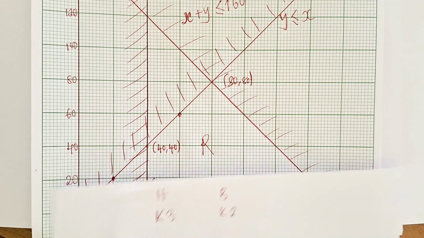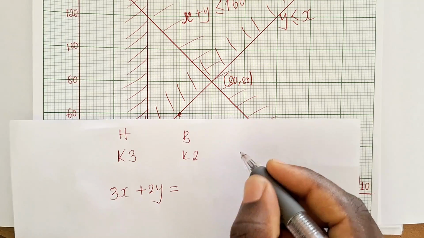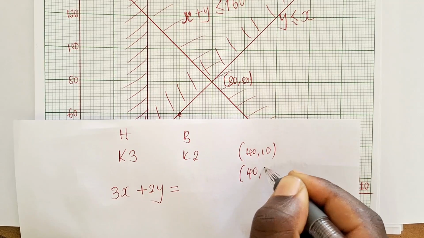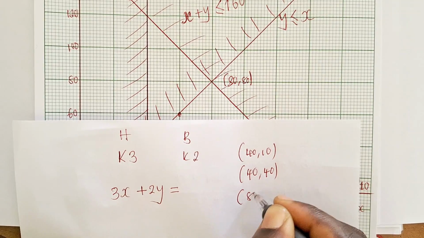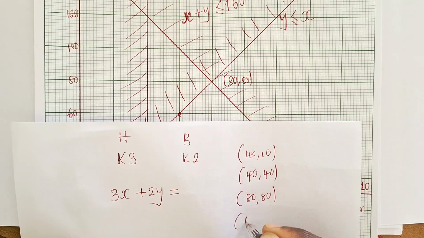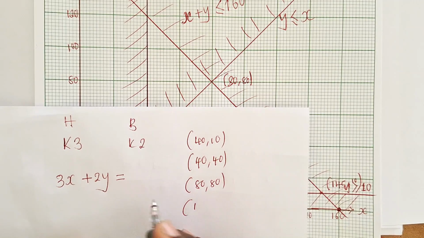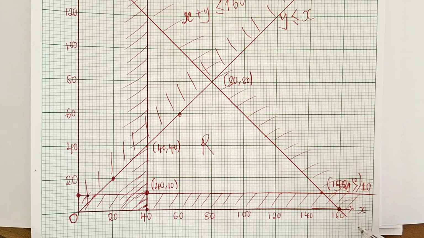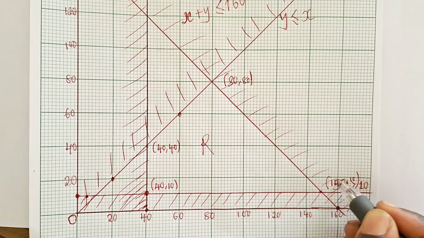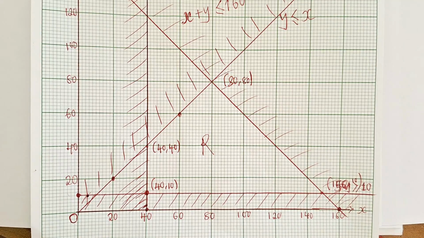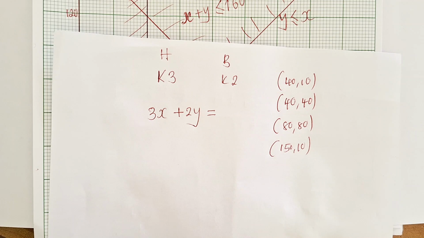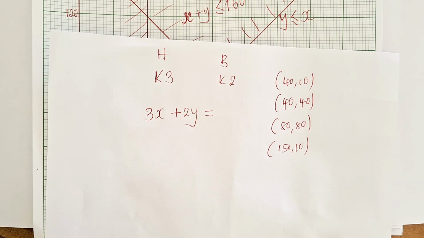So now, when we get these, we start testing. So let me copy the coordinates. There is 40, 10. There is 40, 40. There is 80, 80. There is 150. Is it 145? Yeah, 150. This is 150, guys. Here, where it passed here, it's in between. This is 150, 10. So what we're going to do here now is to start testing the number which will give us the maximum profit. Okay?